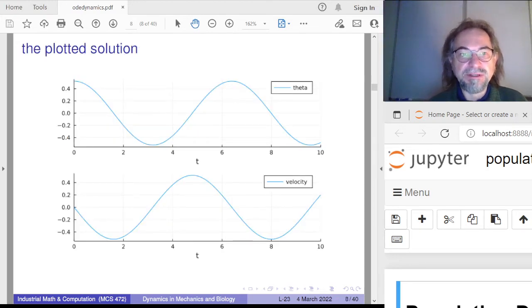Here we see the solution. We have a pendulum that represents a perpetual motion, so we have a very nice periodic function. In the first plot we have the angle theta, and then one can see the corresponding velocity.